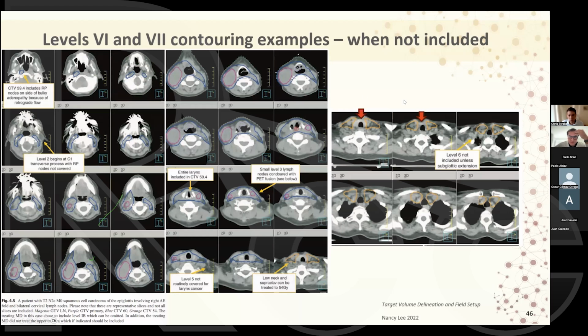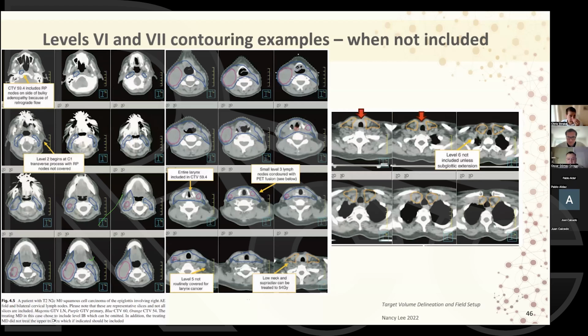So if we look over here, you can see that they're appropriately not covering level 7. Even though there's bulky disease for this patient, it's just unlikely given the epiglottis primary, not involving any of the at-risk subsites, not going down into the hypopharynx or subglottic region. So they are not covering level 7. And again, that will give you much better dosimetry inferiorly and will really allow you to spare that esophagus.